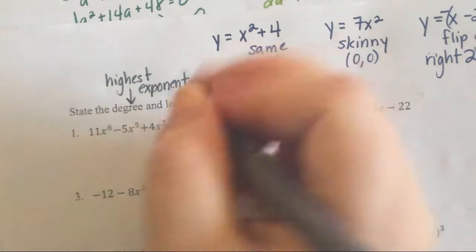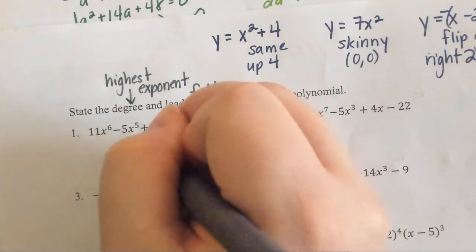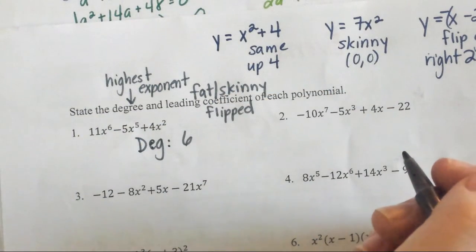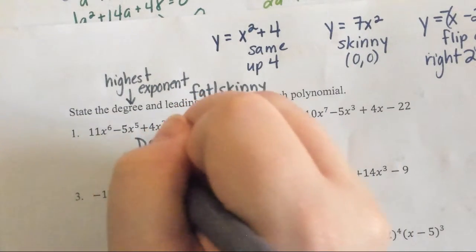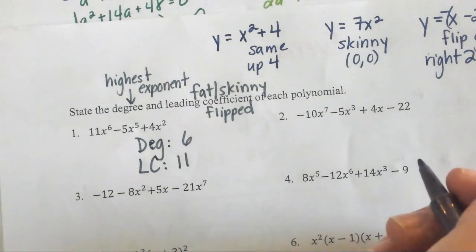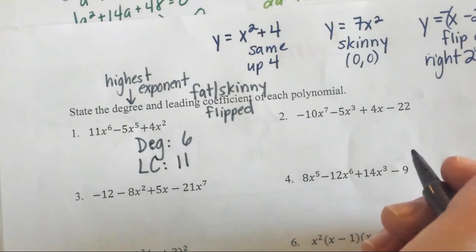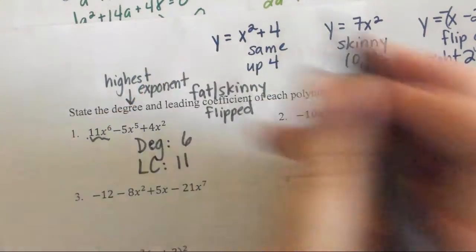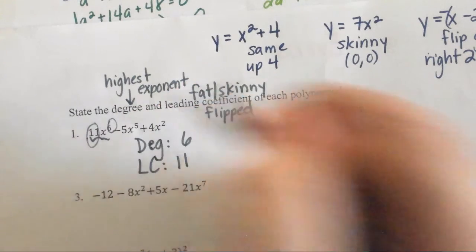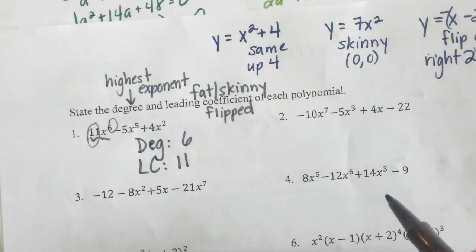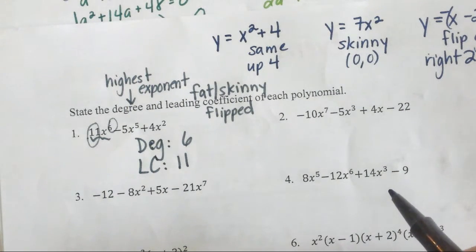Okay, so on number 1, what's our degree? Our degree is 6 because our highest exponent is x to the 6. And what's the leading coefficient? 11. So I know about my graph, and it's going to be made kind of stretched thin because of that 11. So seriously, the degree is the 6, the leading coefficient is the 11. Now, a lot of these are set up nicely for us where they already have the largest exponent in the front, but that's not always the case. So let's just be careful.